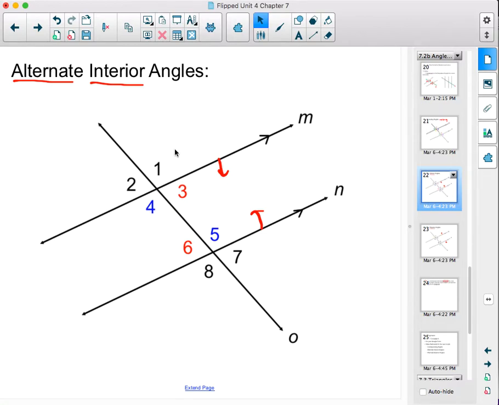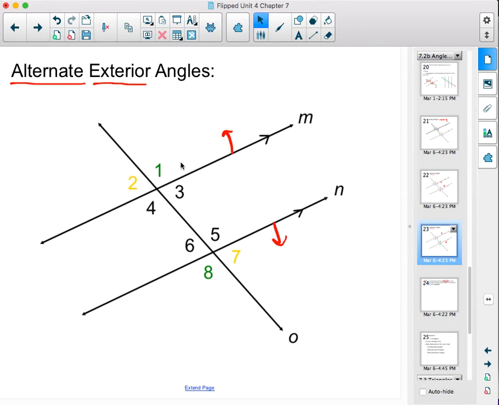Alternate interior angles. Angle 3 and angle 6, take a look at them. They're both pretty high degree acute angles, probably in the 70s. And they're the same size. Same for angle 4 and angle 5. They're both obtuse. They're low degree obtuse angles, probably in the 100s. And they are also congruent because these two lines are parallel.